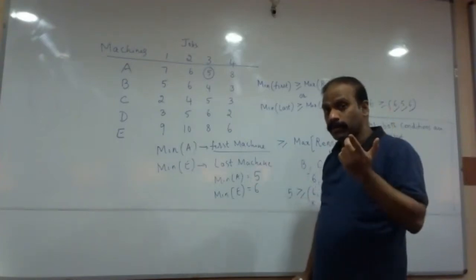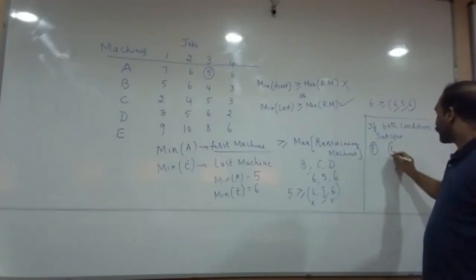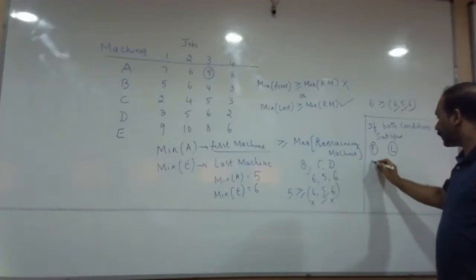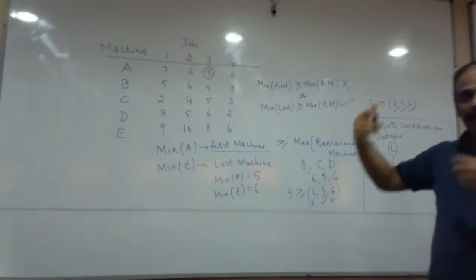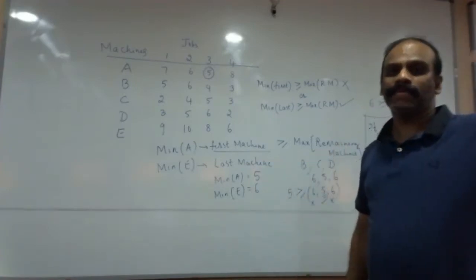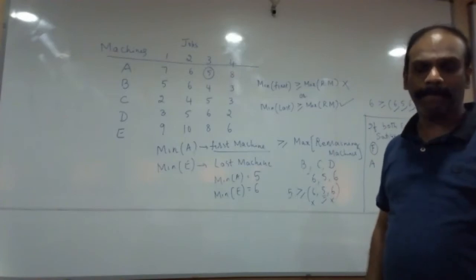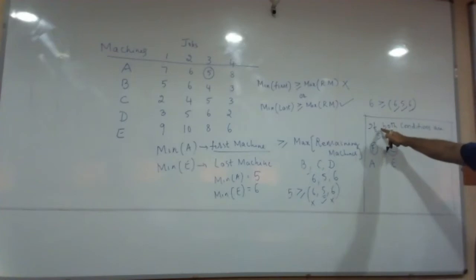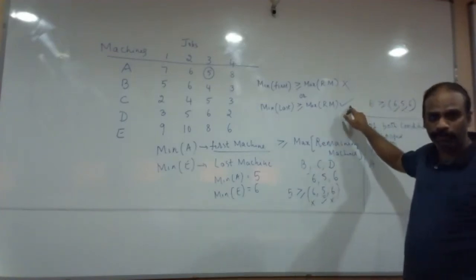How is it reduced? The first machine and the last machine can be directly considered. As far as this problem is concerned, machine A and machine E can be directly taken as the values for applying the sequencing rule. Now, there is no need to do any calculation here. When am I supposed to do that? Only when both the conditions are satisfied.